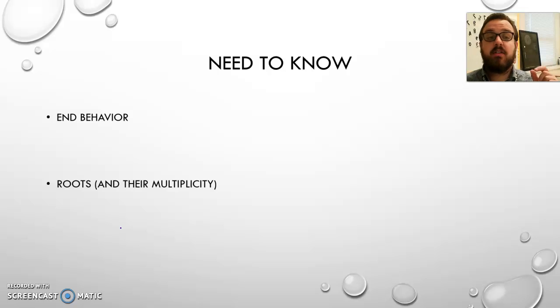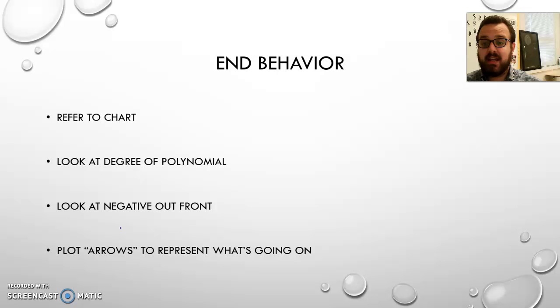So, here are the things that we're going to need to know. We need to know the end behavior of a polynomial, which goes back a little bit, so we're going to review how to do that. And then we need to find the roots of our polynomial and know what their multiplicity is. Okay, basically what we've been working on over the last couple of weeks.